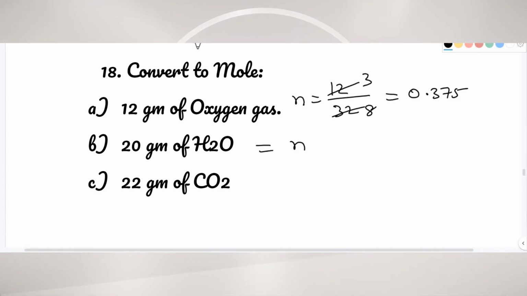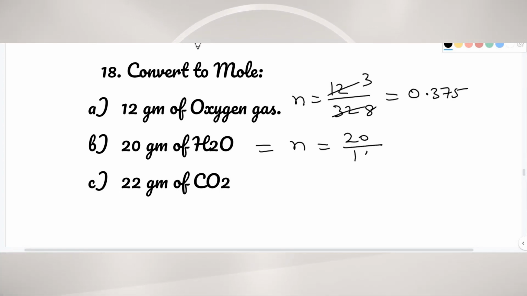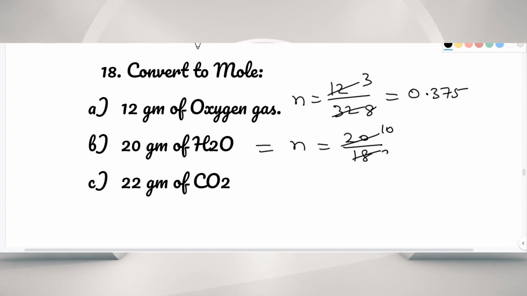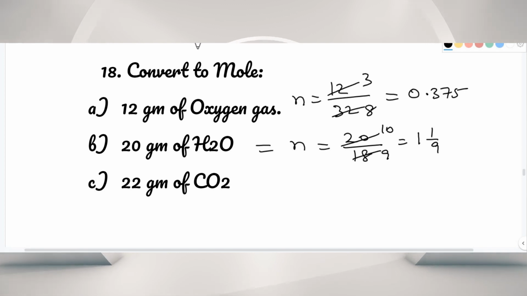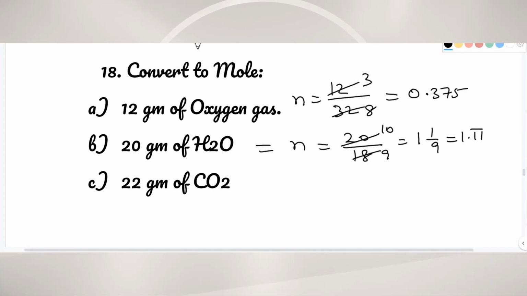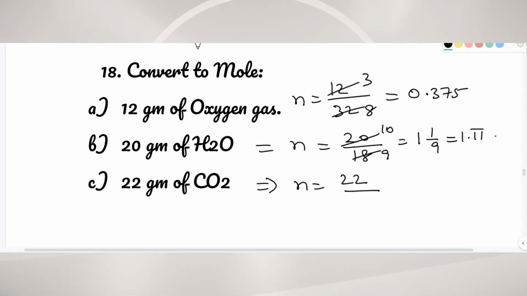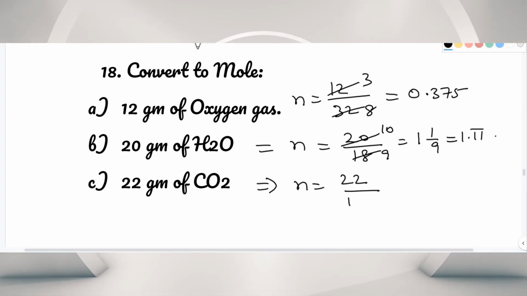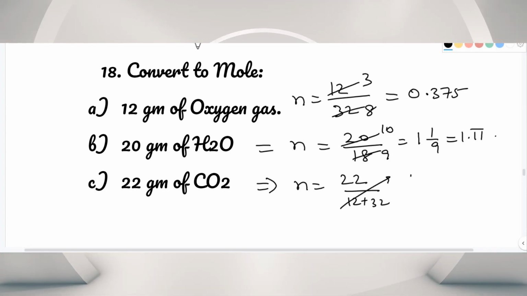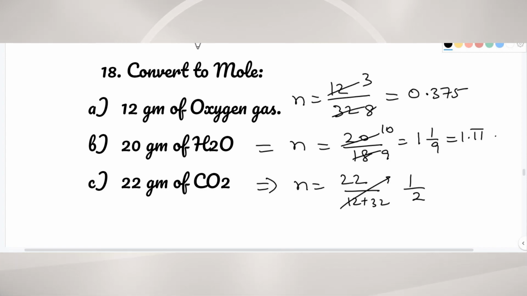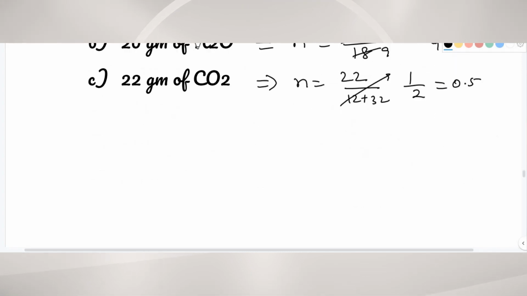20 grams. How many moles? Number of moles is 20 by 2 plus 16, that is 18. 10 upon 9, that is 9 ones, 1 by 9. 1.11 number of moles. In this case, number of moles is 22 over 12 plus 32. That is 44. Oh, this is a 1 by 2. 0.5 moles. 22 gram is 0.5 moles.